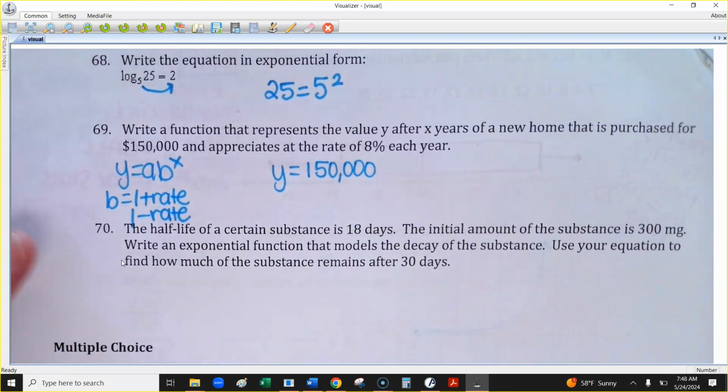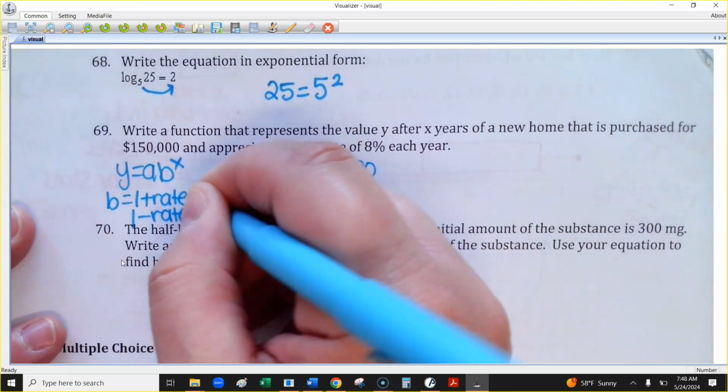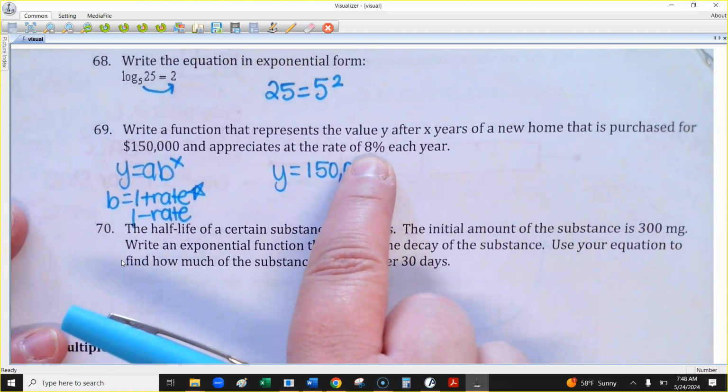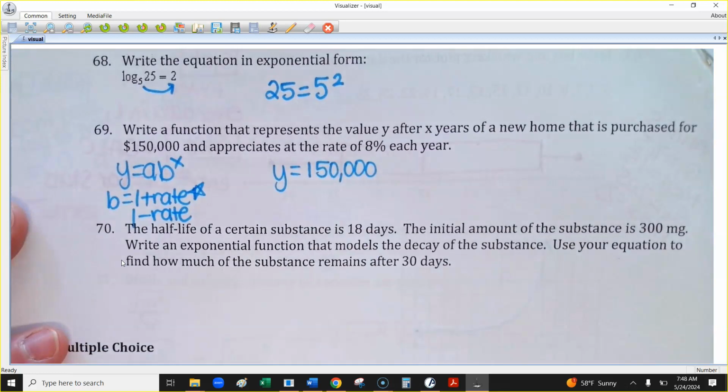So if you buy real estate in general, that should appreciate in value, which means it increases in value. So 2 things you have to do. You have to decide, is it growth or decay? This one should be growth. So I should do 1 plus the rate. The other thing I have to do is I have to make sure I take that percentage and change it to a decimal. So don't put 0.8 because that would be 80%.